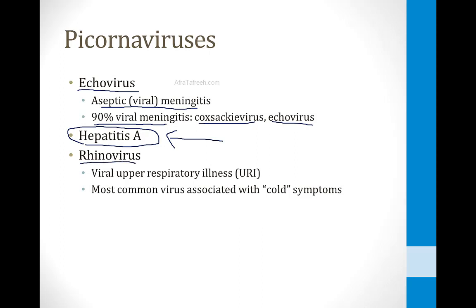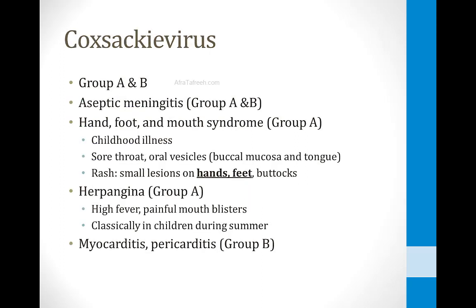Rhinovirus, as I said before, is the one picornavirus that is not fecal-orally transmitted. It causes a viral upper respiratory infection. It is the most common virus associated with cold symptoms. The last member of the picornavirus family is Coxsackie virus, and there are two subgroups of Coxsackie called Group A and Group B, and they can cause a number of different infections. Both Group A and B Coxsackie virus can cause aseptic meningitis, and as I said before, about 90% of cases of viral meningitis are caused by Coxsackie or echovirus.